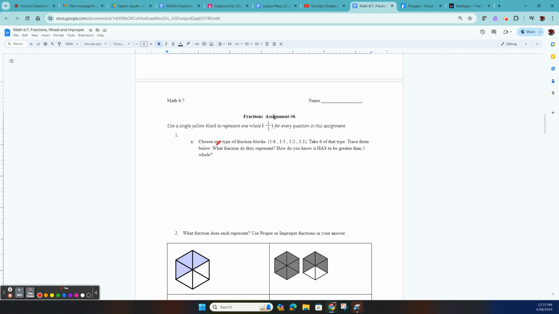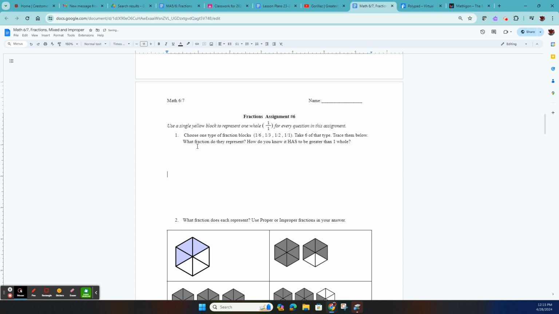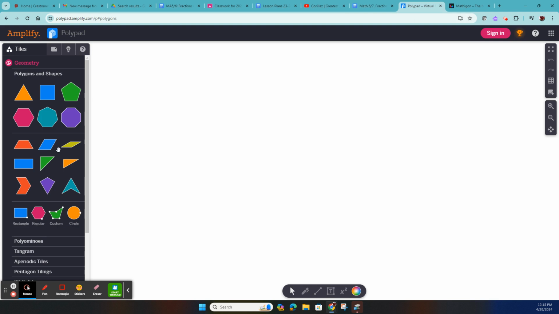Anyhow, let's do this. Question 1A. Well, it should just be 1. Pardon me, I'll fix that for yours. Choose one type of fraction block: 1/6, 1/3, or 1/2, or 1 whole. And we're going to take 6 of that type, trace them below, and say what fraction they represent. How do you know it has to be greater than 1 whole? Holy smokes, that's a lot of questions, Mr. Lewis. Well, I'm going to go to Mathagon just because I don't want to draw here. That'll drive you nuts. Let's go ahead and draw them.